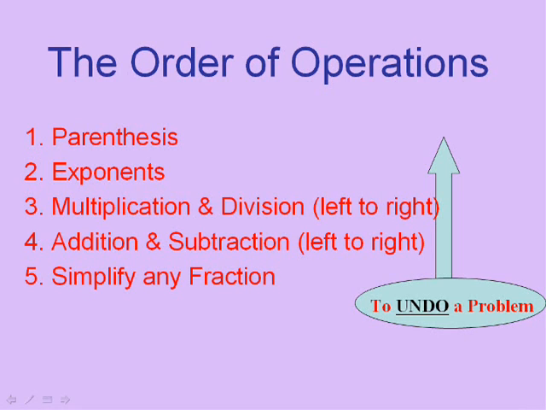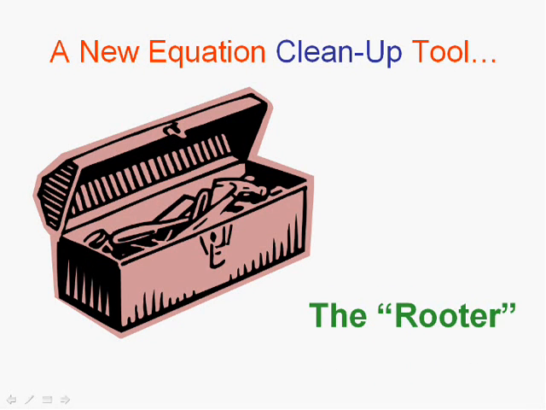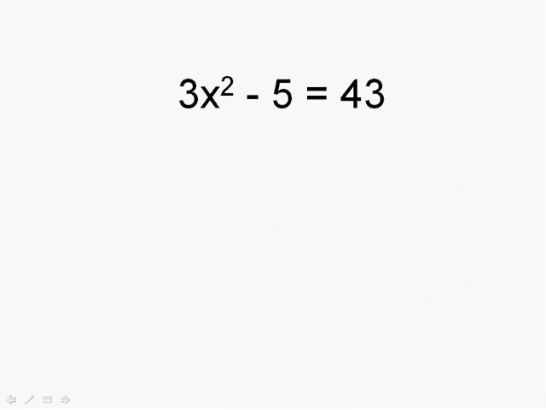Okay? And remember, our new tool to get rid of at least the exponent 2 is the rooter. And away goes troubles down the drain. Let's take a look at one. Okay, now that x is surrounded by a bunch of enemies. We have to get rid of the 3, we have to get rid of the 2, and we have to get rid of the minus 5. And we're going to use the order of operations backwards to get rid of them all. Who do we get rid of first?